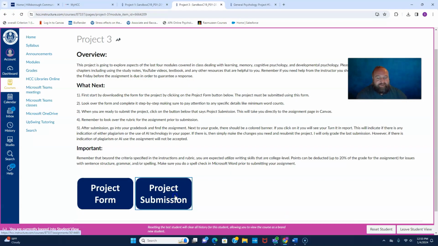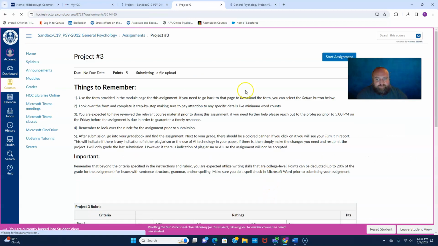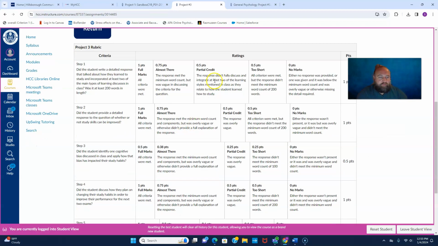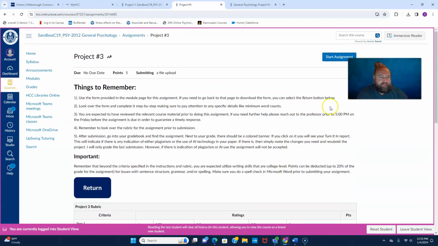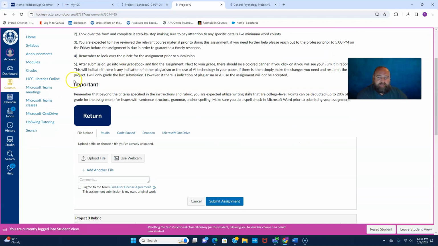So when you're ready to submit it, hit project submission. If you want to look at the rubric, you can scroll down. There's the rubric. You want to submit it, you hit start submit or start assignment, upload the file, click the box that allows it to be gone through Turnitin, and then hit submit assignment. After you submit the assignment, go into your grades. Go to the project 3, and to the far right, you'll see a little colored banner. You click on it, and it shows you what that Turnitin report is, and if anything's been flagged for similarity, like plagiarism, AI, anything like that.